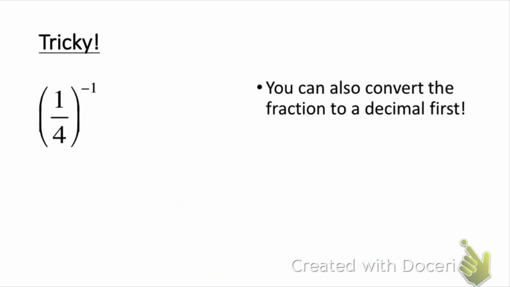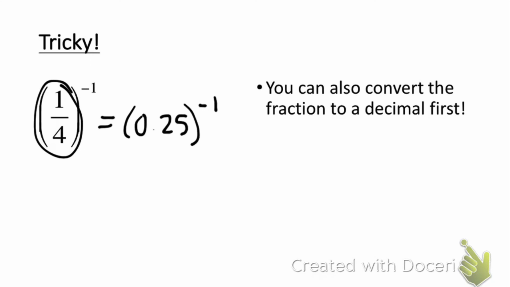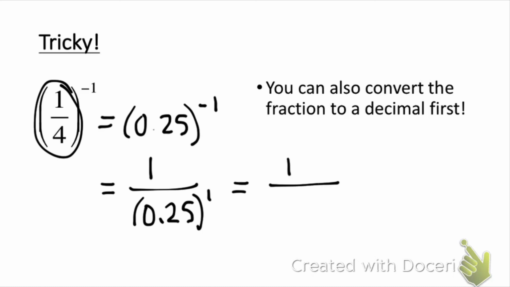So here, I can also convert the fraction to a decimal first. What is 1/4? 1/4 is also called 0.25. Now I can rewrite this by putting the negative exponent as a positive in the denominator. So I put it as a positive exponent of 1. But I also know that anything to the 1 power is just itself. So you get 1 over 0.25.